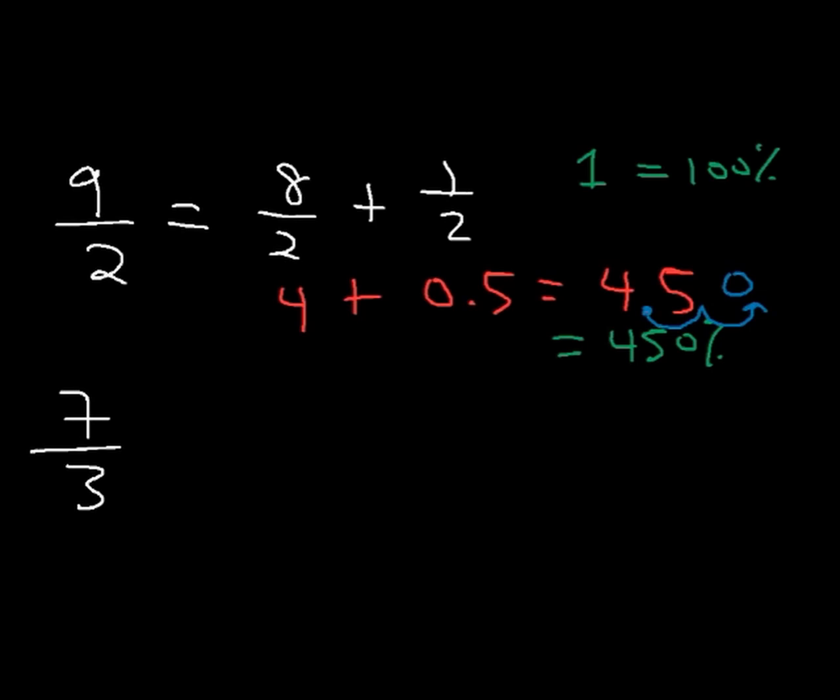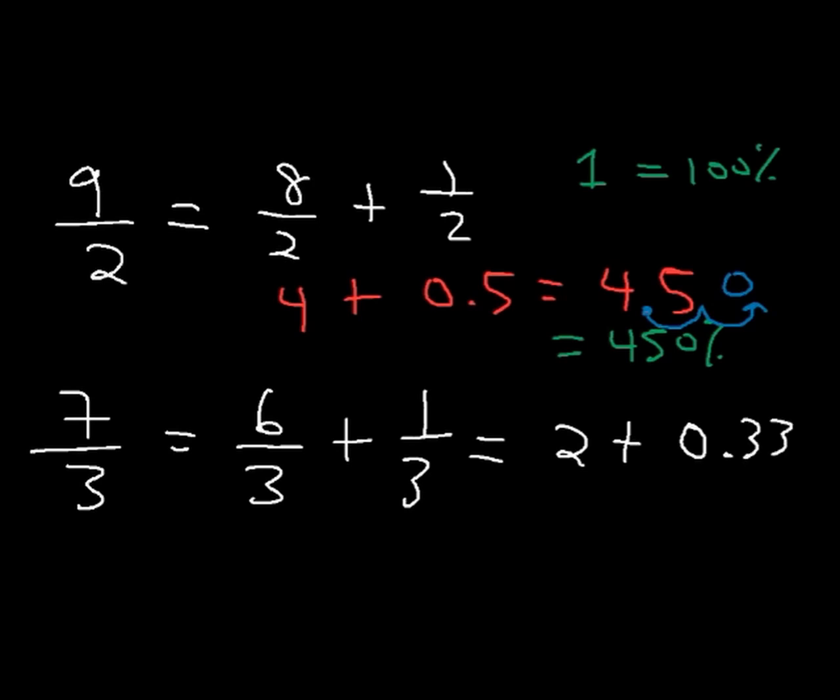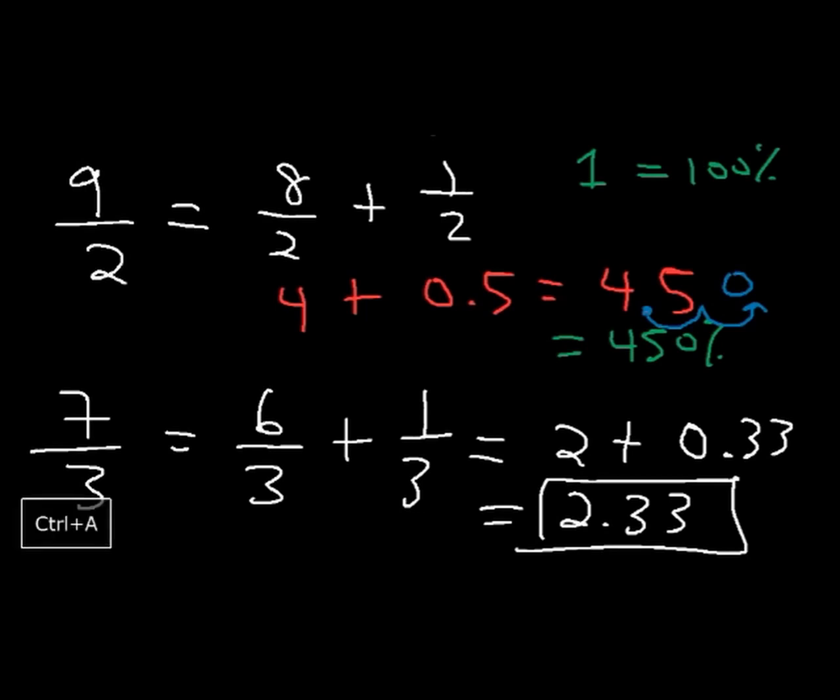Now what about 7 over 3? What is that as a decimal? 7 over 3, we can break that into 6 over 3 and 1 over 3. Now we know 6 divided by 3 is 2, and 1/3 is about 0.33, so we get 2.33. As a percentage, that's 233%. So now let's try 5 over 4, and you can also try 8 over 5. So pause the video and see if you can get the answer on paper.